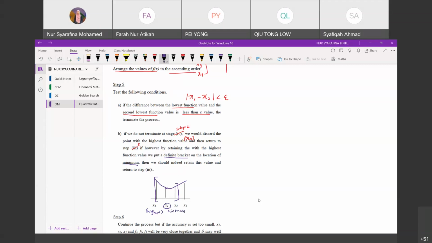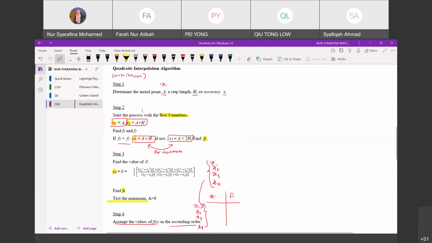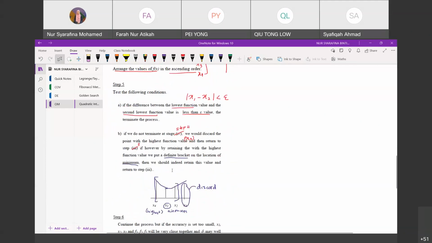x1. So you discard what? You discard x3. So same process. Instead of discarding the highest value, you discard the point which is outside the bracket of the location of the minimum. It can be x2, it can be x1, it can be x4. But you have to understand the location of the minimum. And once you identify the bracket, again return to step number 3 here. Okay, clear or not?